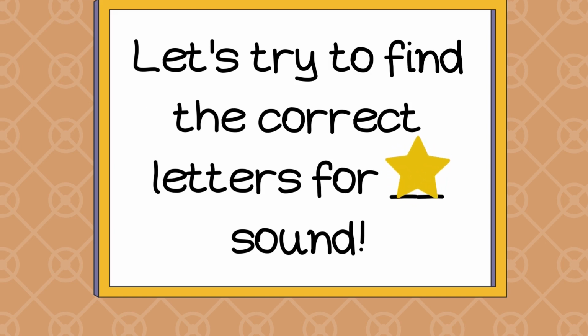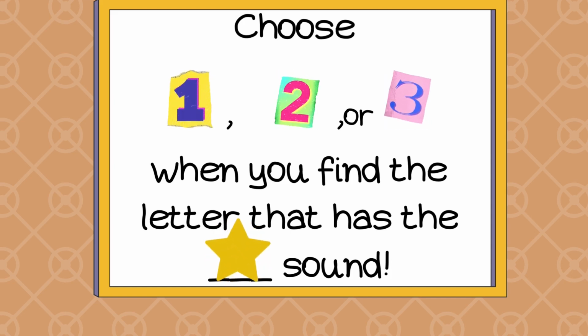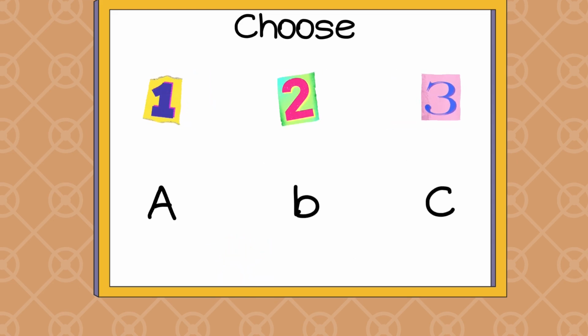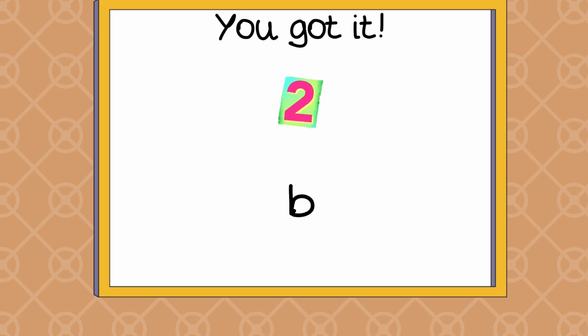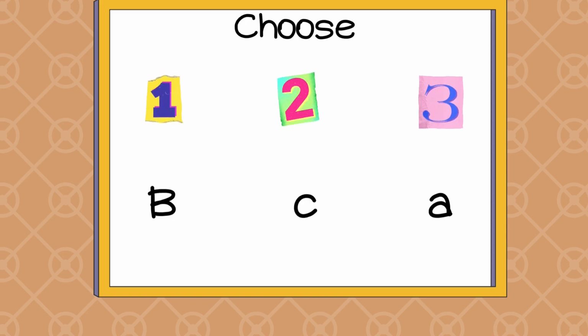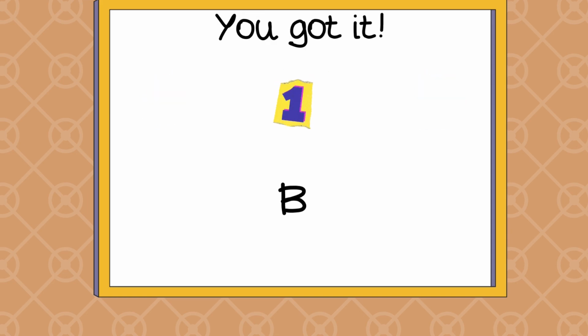Let's try to find the correct letters for B sound. Choose 1, 2, or 3 when you find the letter that has the b sound. B, b. You got it. Small b. B, b. You got it. Big b.